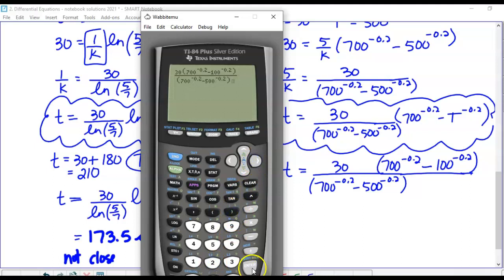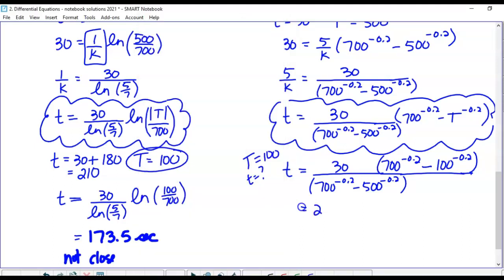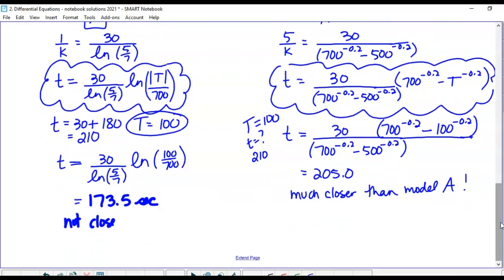Close the bracket, enter. 205, basically 205.0. We wanted to see, is it close to 210? Pretty close, right? So that's definitely much closer than Model A. All right. That was really 2 and 1.